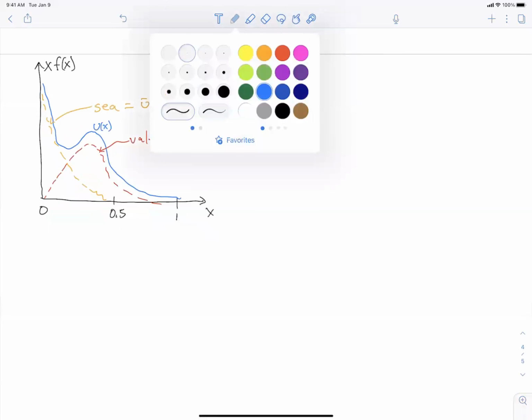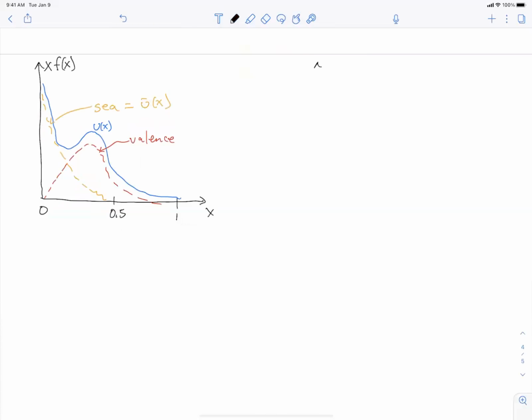And I could do the same thing for down. So I guess I should have called this U of X. So this is going to be X times D of X as a function of X from 0 to 1. And so one thing is for downs, the probability to find a down is just generally smaller. So it's going to look something like this, right? Because there's a more net up quarks. And then the valence part of it is responsible for that bump.